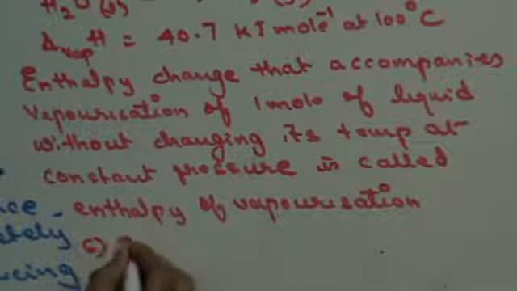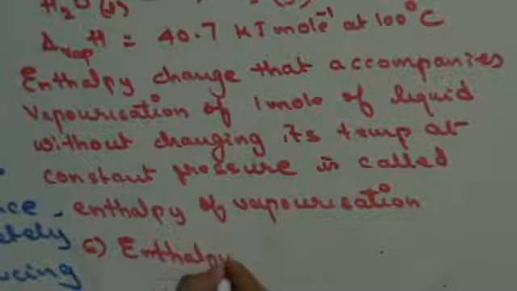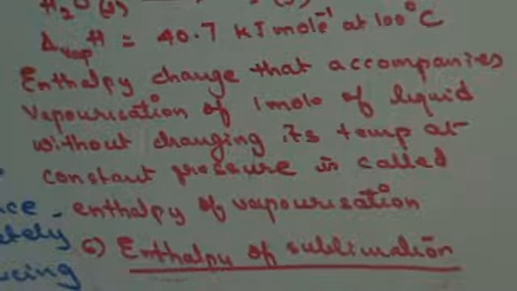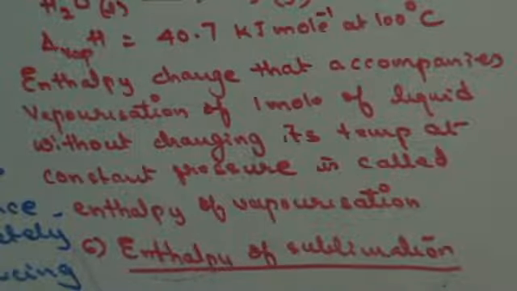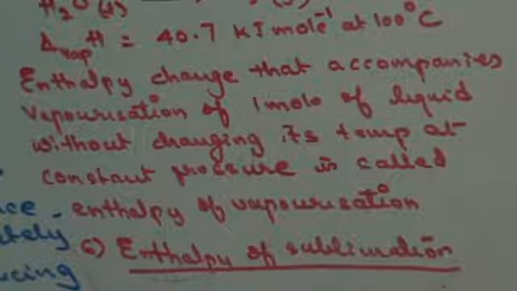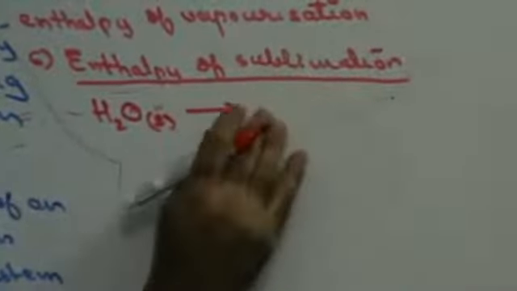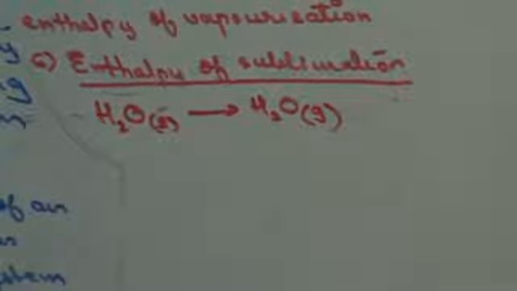Next, enthalpy of sublimation. By now it should be very clear to you what is enthalpy of sublimation. The amount of heat that I would require to give to 1 mole of a substance at constant temperature and pressure to convert it from solid state to gaseous state, right? Suppose I have water solid, how much heat should I give to it so that I get water gas? That would be my enthalpy of sublimation. Fine, do we get this?